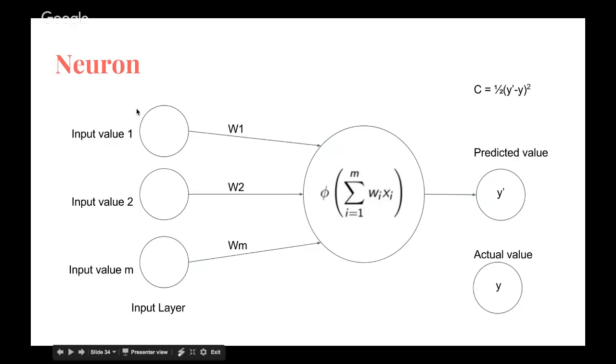We have input values, we have weights, we have a neuron, and we predict a value, we find the error, and then based on that error, we fix these weights. Okay, and we keep doing this for the entire data set multiple times.